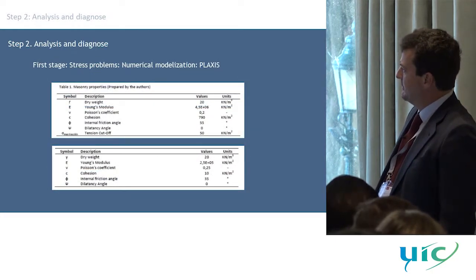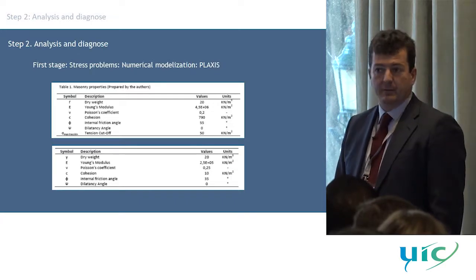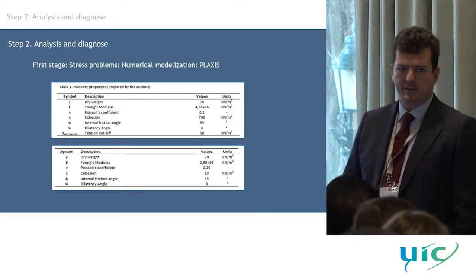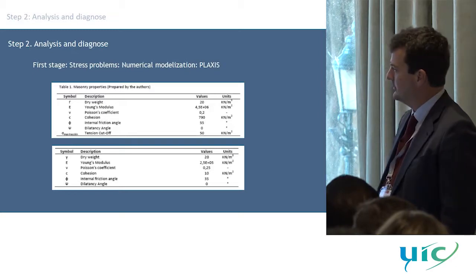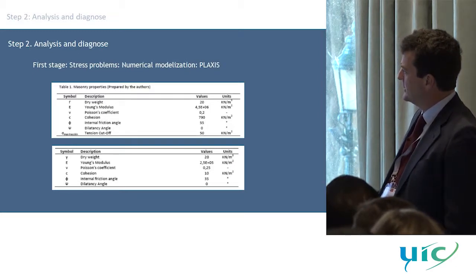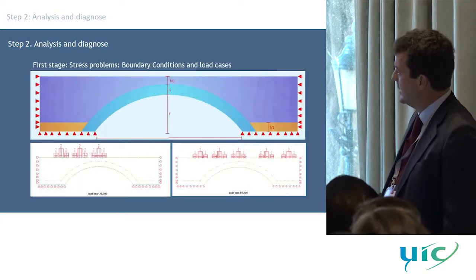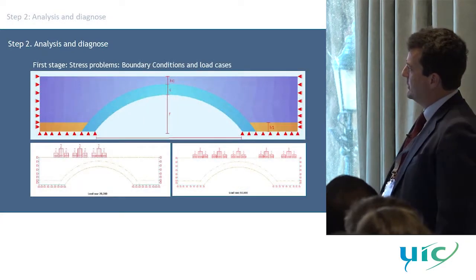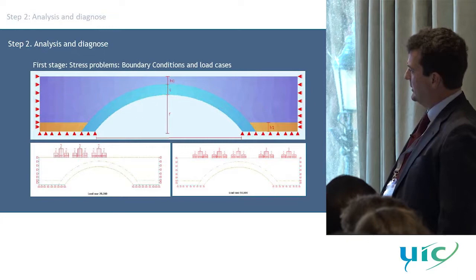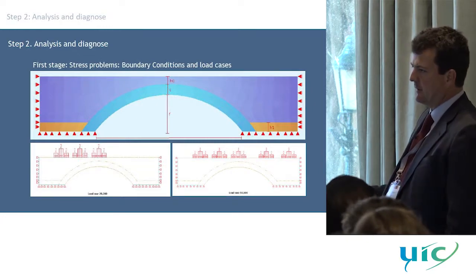Well, at the beginning, we were only playing with geometry. All of the parametric studies were focused on geometry. So we used the same properties for all of the models: dry weight, Young's modulus, Poisson coefficient, cohesion, internal friction, well, dilatancy, tension cutoff. So we start with these very simple models with the trains that we have selected, no?